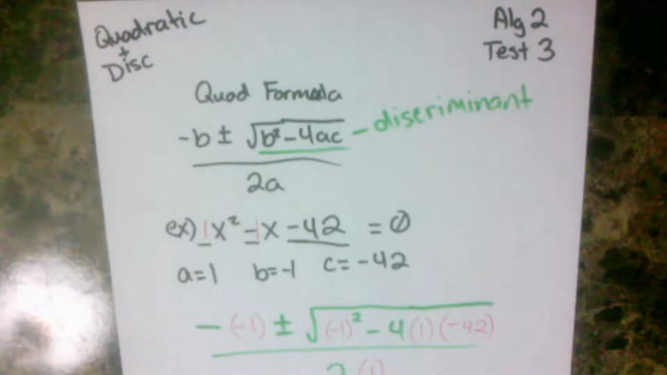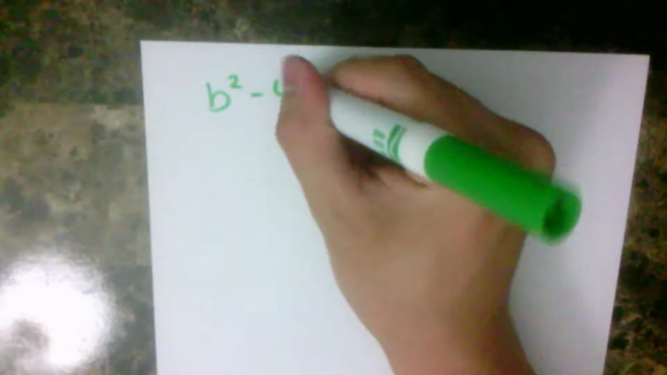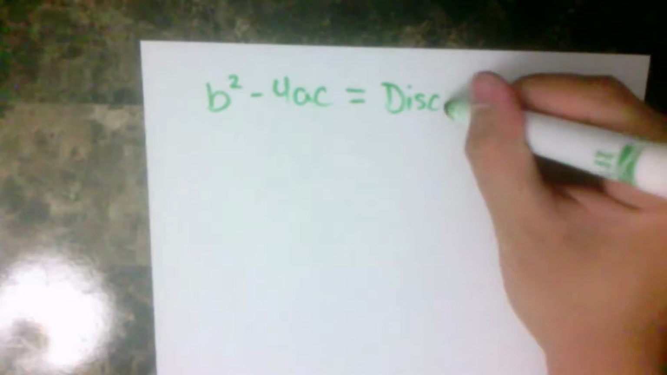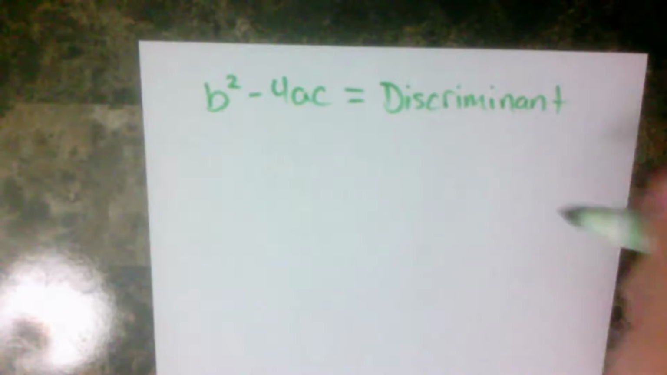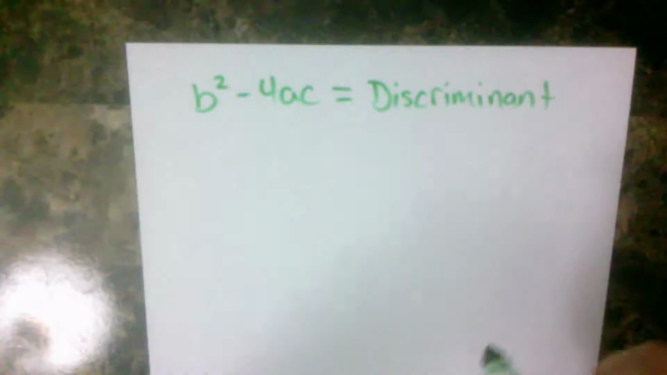Okay, so let me go ahead and get a new sheet of paper, and let's start here with just the discriminant. Remember that discriminant is just that area underneath the radical, so b squared minus 4ac is called your discriminant, spelled like this. If you need to, YouTube other videos, Khan Academy, Google, it's spelled like that, so you can find the discriminant, okay?